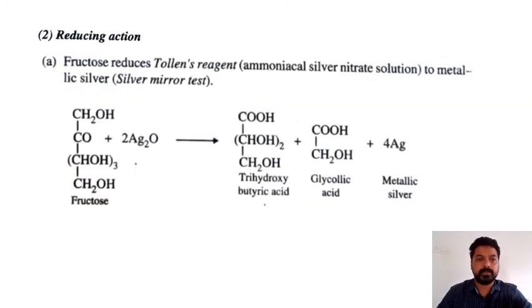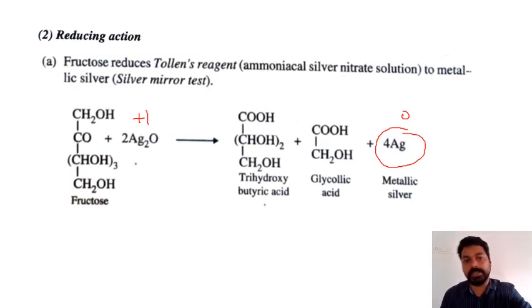Again, coming to the reducing action, I told you, similar to glucose, they are good reducing agents. They can reduce Tollens' reagent to metallic silver, a reaction similar to the earlier one. Silver in the plus one state is reduced to silver in the zero metallic state, so you get a silver mirror test. This test is used to identify whether a sugar is reducing or non-reducing. So it is a reducing sugar.